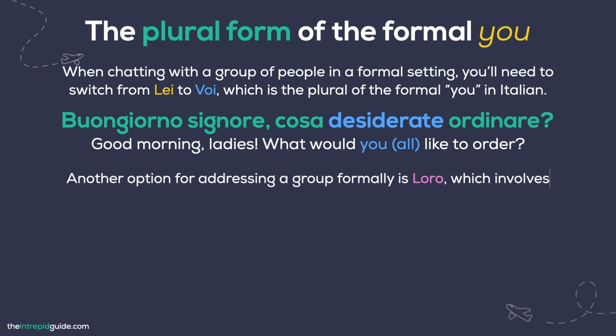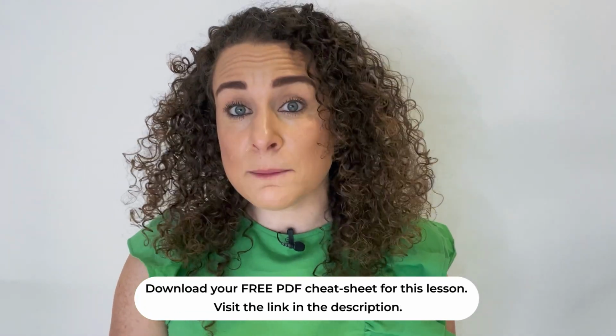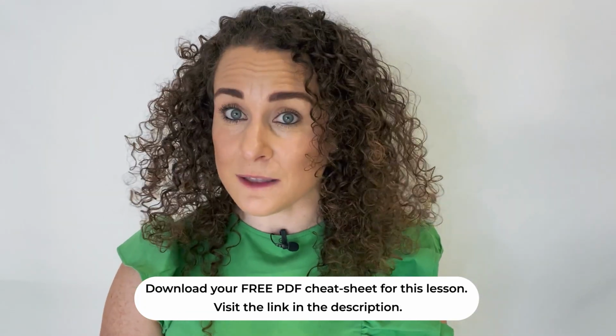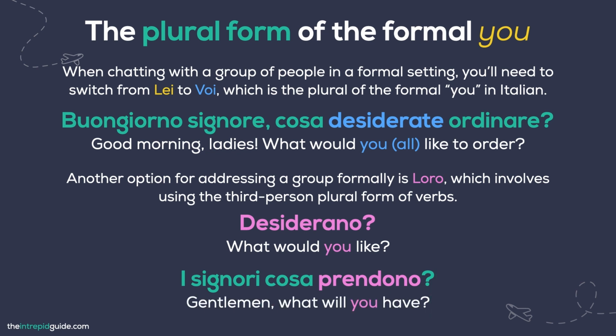Another option for addressing a group formally is using loro, which involves using the third person plural form of verbs. However, this one is a bit more formal and is typically reserved for specific polite expressions in luxury establishments, such as, Desiderano? What would you like? I signori cosa prendono? Gentlemen, what will you have?